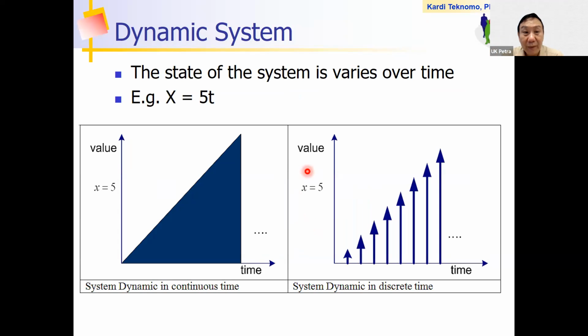So this is an example. Okay, x equal 5t. You see there is t here. So if it is in continuous time, you will see over time it's increasing. In discrete dynamic system, over time is increasing, but the time is discrete. So in the left side, you were using different equation last time. In this half semester we are discussing the discrete part, which is on the right side here. Is it clear?